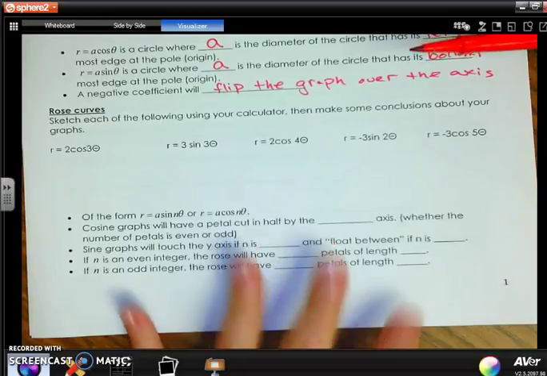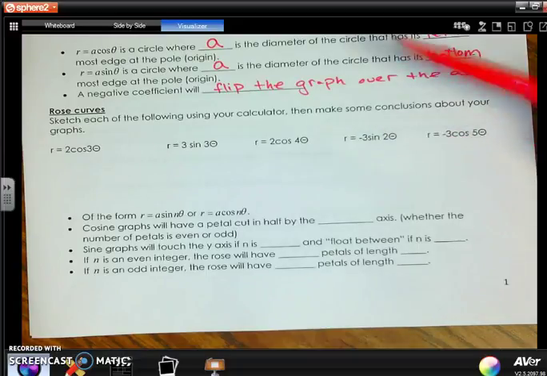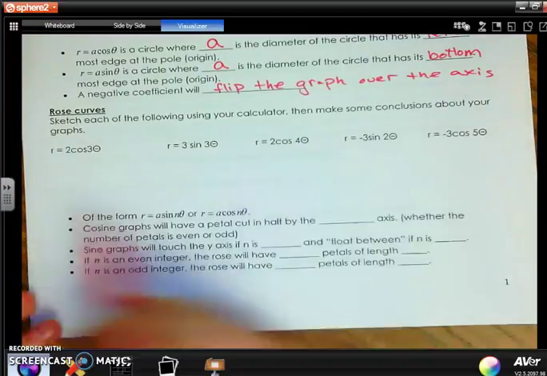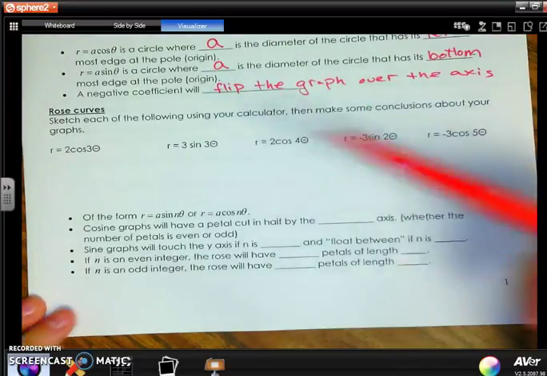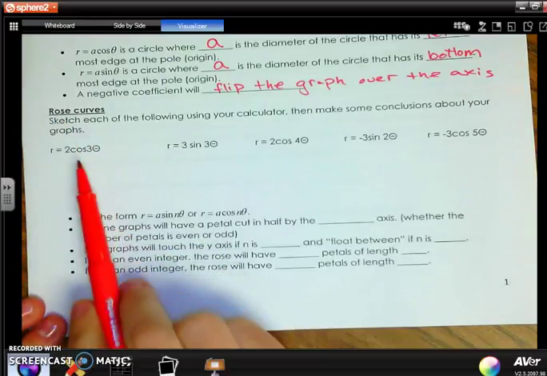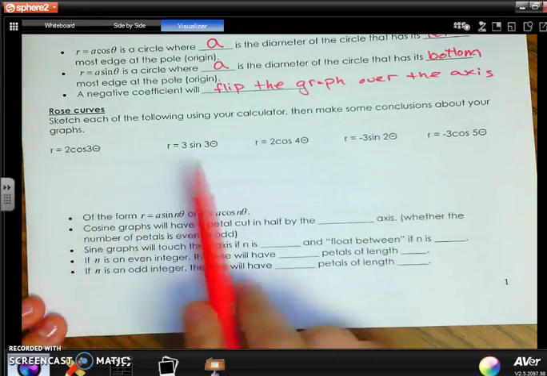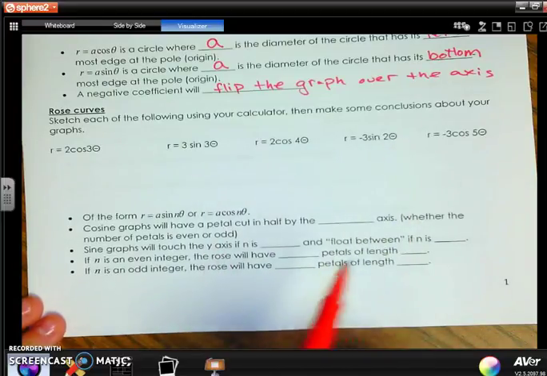Okay? All right. So next up, we have rose curves. These are really pretty. They look like flowers. That's why they're called rose curves. Okay. So it says sketch each of the following using your calculator, then make some conclusions. So we're going to kind of do the same thing. I'm telling you that these are all rose curves. So right away, you can kind of see the differences between the circles and the rose curves. Notice now with a rose curve, you have a number in front of the theta. So you have that coefficient on theta.